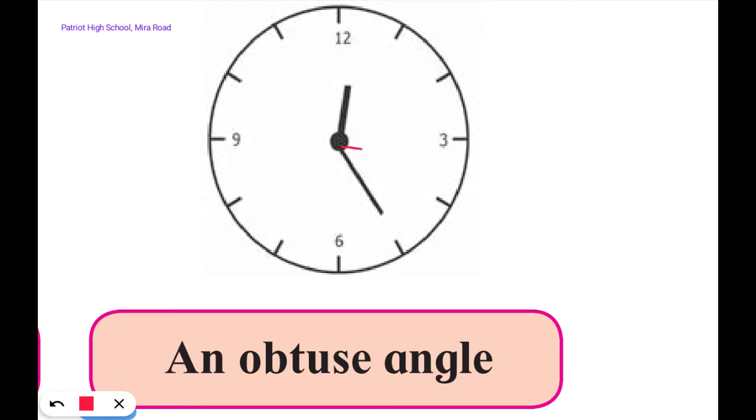Had this hand been here, it would have been a right angle. But this hand has moved away from this position. So this position is an obtuse angle. This angle is bigger than the right angle, so this is known as an obtuse angle. The angle which is bigger than a right angle is known as an obtuse angle.